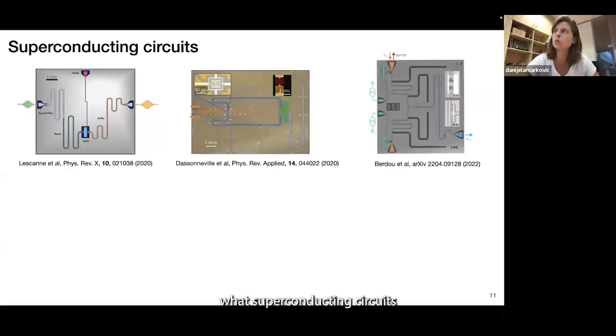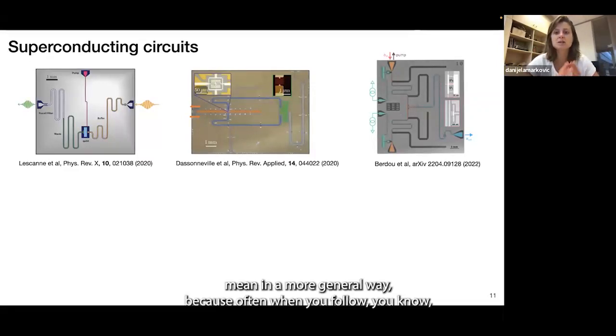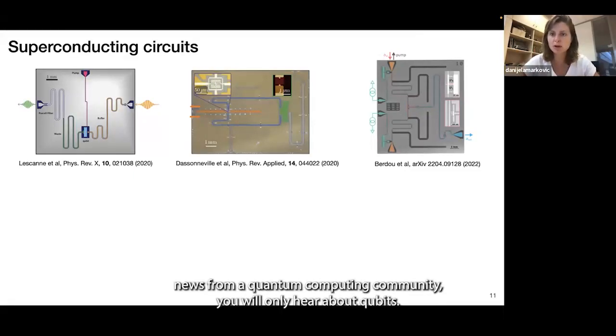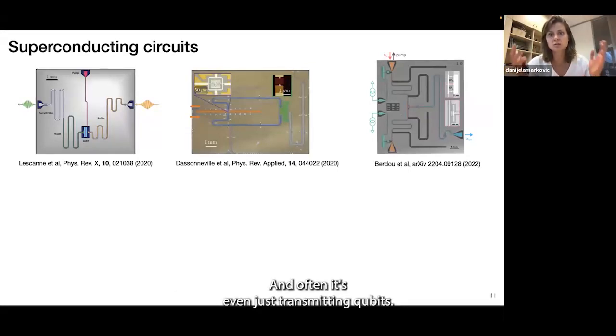what superconducting circuits mean in a more general way, because often when you follow news from the quantum computing community, you will only hear about qubits. And often it's even just transmon qubits. But the field is much, much larger than that. There are a lot of different superconducting qubits, not just the transmons that Google and IBM are using.